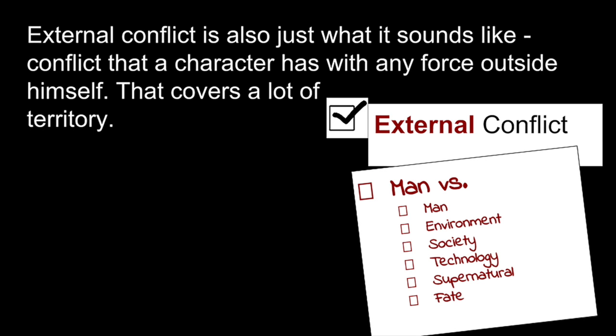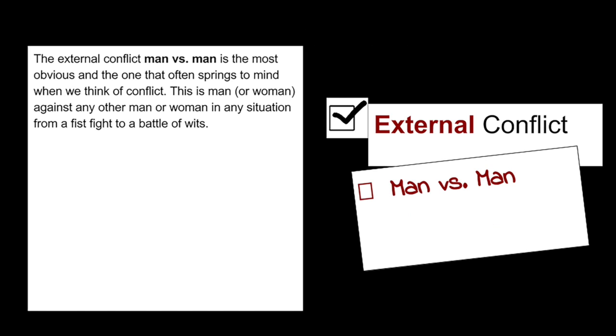External conflict is also just what it sounds like: conflict that a character has with any force outside himself. That covers a lot of territory. The external conflict, man versus man, is the most obvious and the one that often springs to mind when we think of conflict. This is man or woman against any other man or woman in any situation, from a fist fight to a battle of wits.